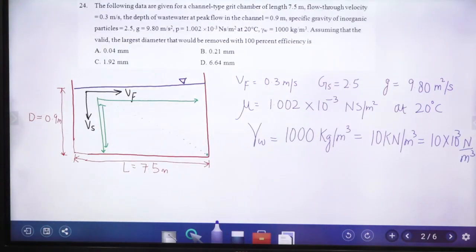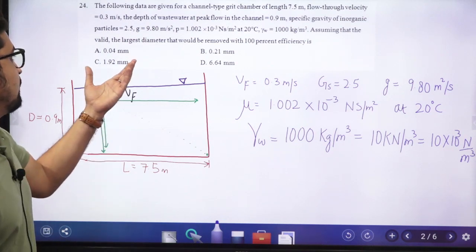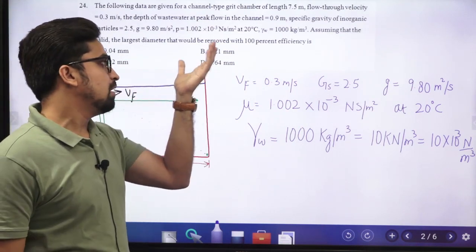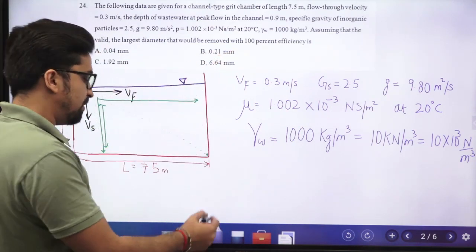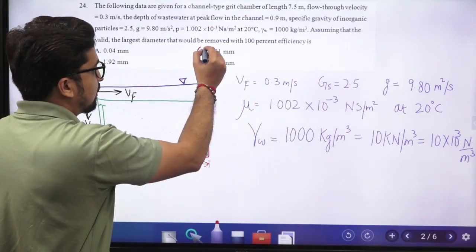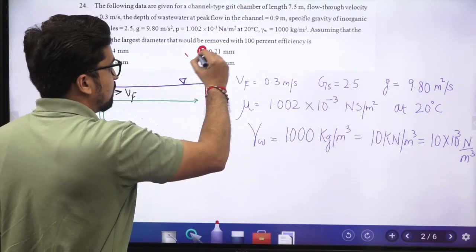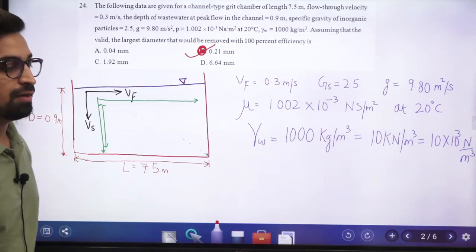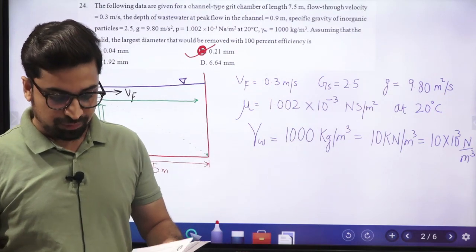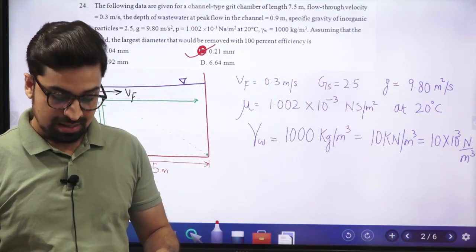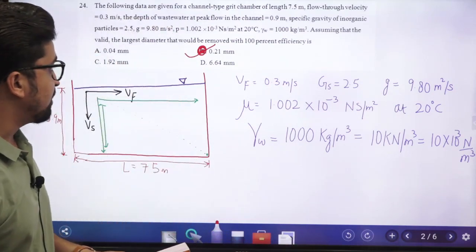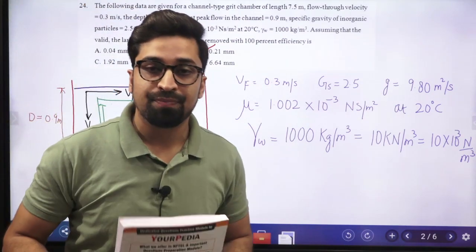So now let us come back to our options. There are 4 options. A is 0.04 mm, so A is not the correct answer. B is 0.21 mm, yes, so B is the correct option. So let us mark option B as the correct option, right? Let us also check the answer given on page 154 of this booklet. The answer to question number 24 is given as option B, which is 0.21 mm.